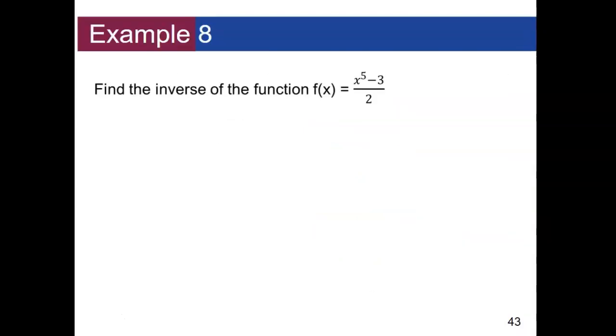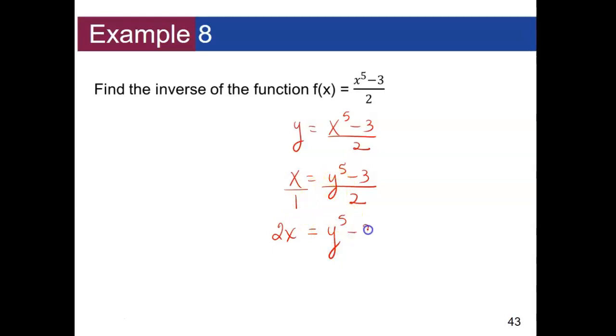Okay, here's another one. Again, try it if you feel comfortable. If you don't, then keep watching. So we'll start out replacing this with y. Interchange the x's and the y's. And then now we're ready to solve for y. This is one where we're going to cross multiply. So that's going to give me 2 times x will be 2x. Cross multiply here, we'll have y to the 5th minus 3.